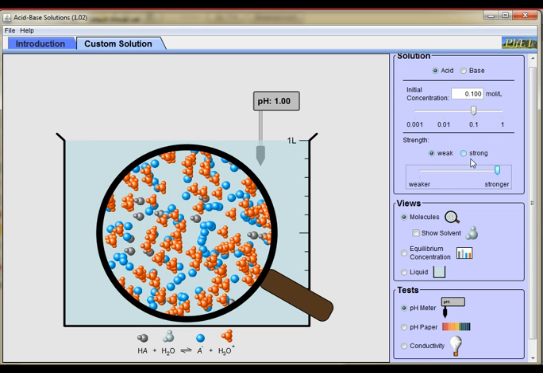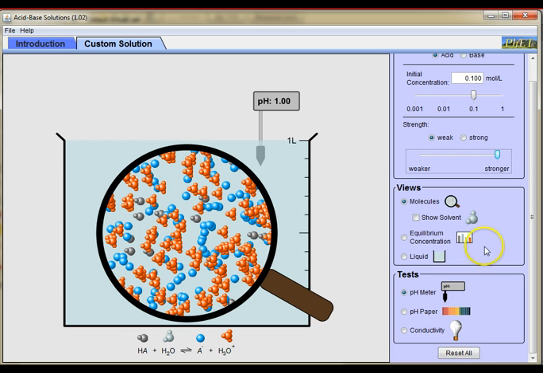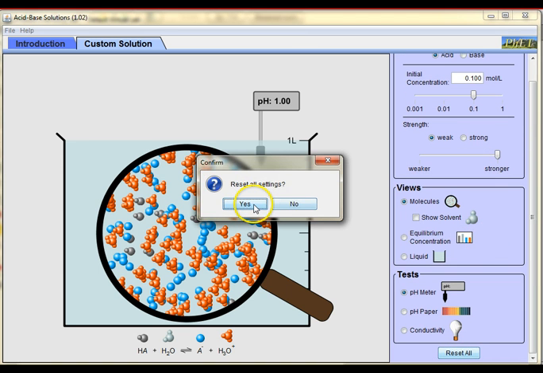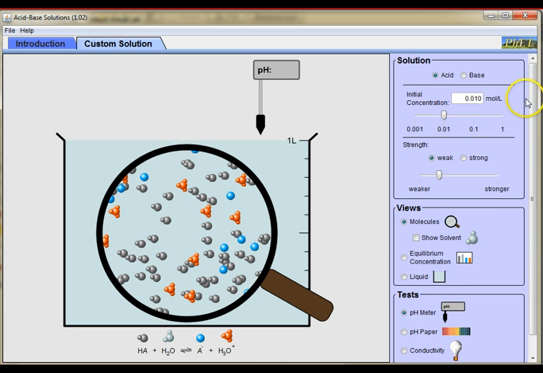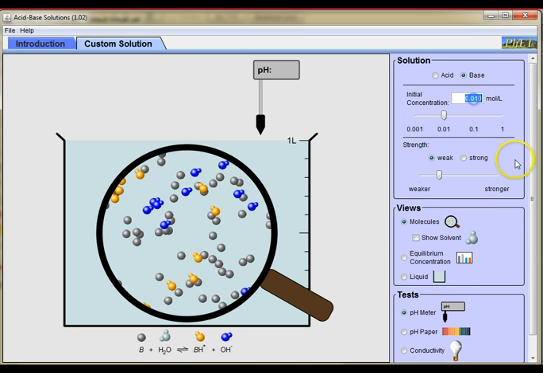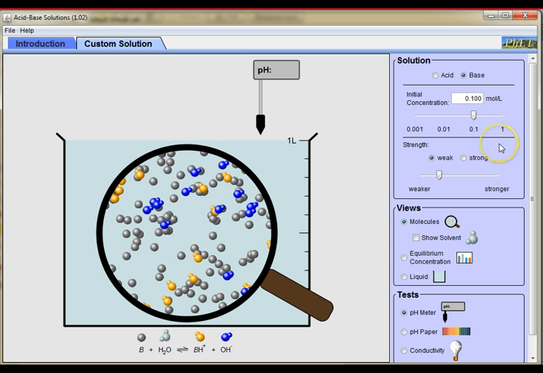So let's keep the concentration. Let's do the reset. So we still have control at base. Now we change the initial concentration to 0.1. We set the control to the weakest. So now we have a weak base, a very weak base.